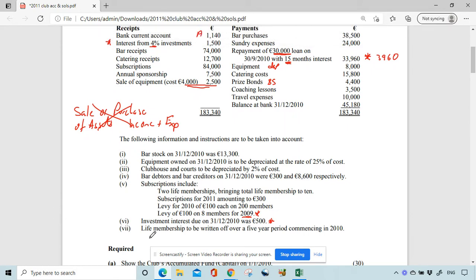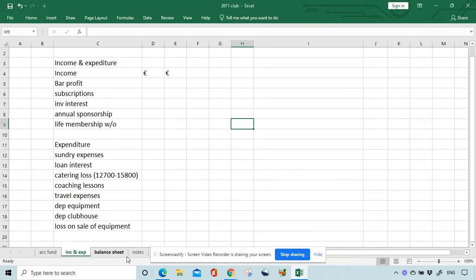So first of all, I have the list here of incomes and expenditure. We're going to have bar profit, subscriptions, investment interest, sponsorship, life membership written off. These are common enough incomes. Expenditures are going to be sundry expenses, loan interest, catering, in this case it's a loss, coaching lessons, travel expenses, and depreciation of equipment, depreciation of clubhouse, loss on equipment.